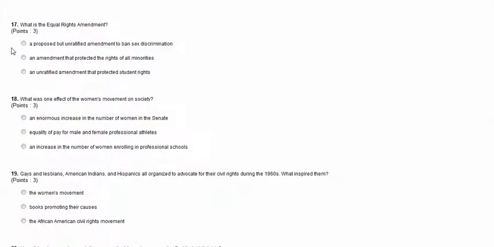Number 17, what is the Equal Rights Amendment? Was it a proposed but unratified amendment to ban sex discrimination, an amendment that protected the rights of all minorities, or an unratified amendment that protected student rights? Number 18, what was one effect of the women's movement on society? An enormous increase in the number of women in the Senate, equality of pay for male and female professional athletes, or an increase in the number of women enrolling in professional schools?